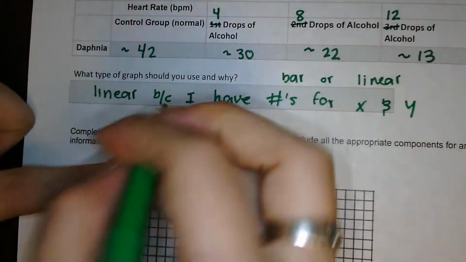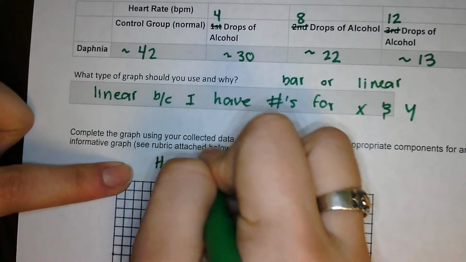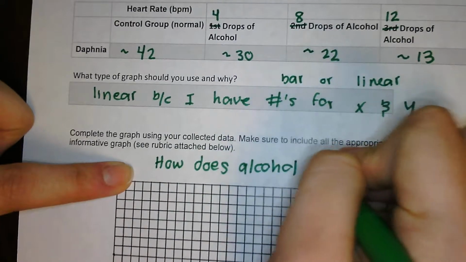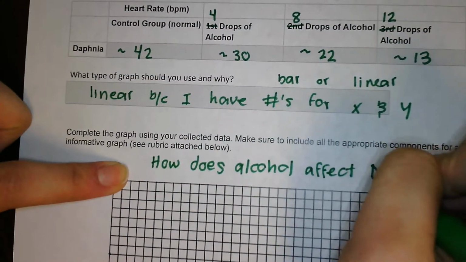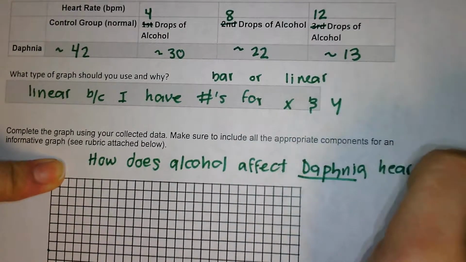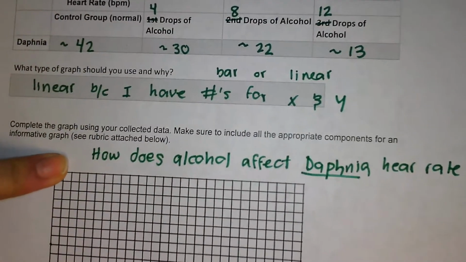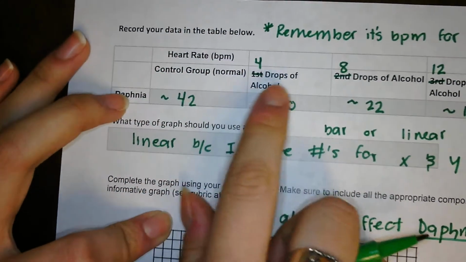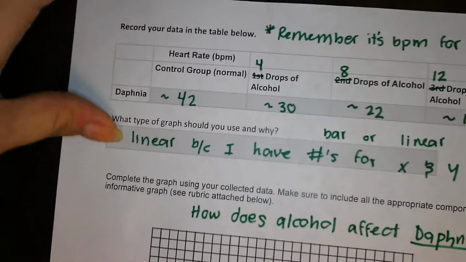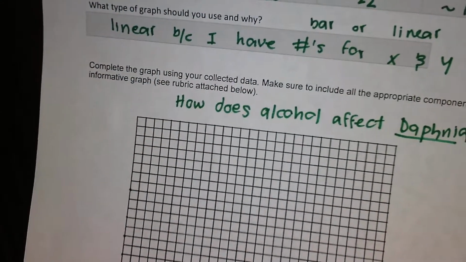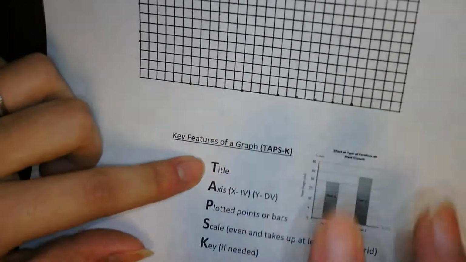So I'm going to title this, How Does Alcohol Affect Daphnia heart rate? You can title this anything you want, as long as it says what we are measuring, and that is heart rate and alcohol, how alcohol affects the heart rate. So you can say alcohol versus how fast the heart rate goes, anything that has to do with those 2 variables that we are testing and measuring. Okay, so I have my title.